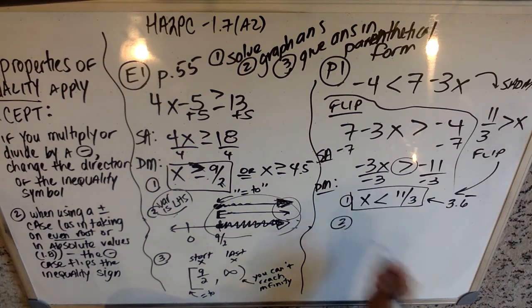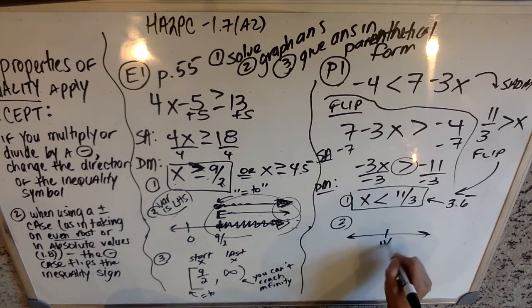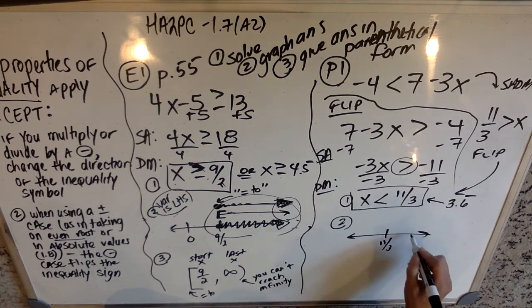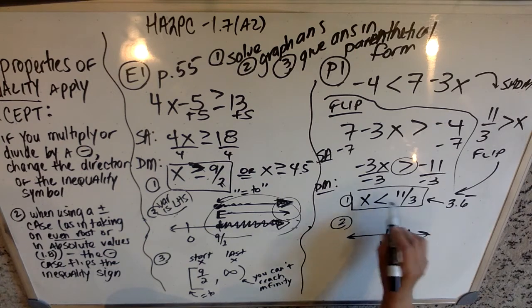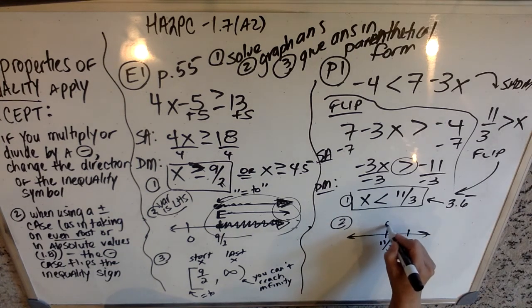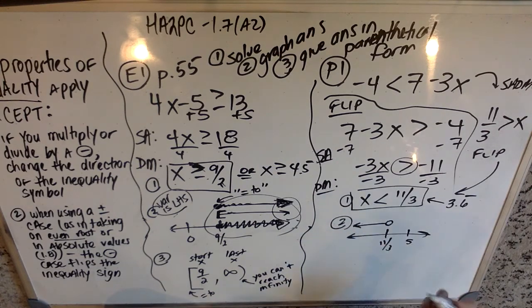Second thing I'm going to do is I'm going to graph it. Remember, the only number that needs to show up on my number line is that 11/3, and then put any other number you want. So I'm just going to put a 5 here, because I know 5 is bigger than that 3.6 repeating. Because this is not equal to, it's going to be an open circle, and because it's x values that are less than this, I'm going to shade to the left. I'm going to shade the lower x values.